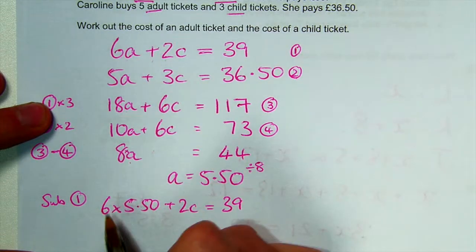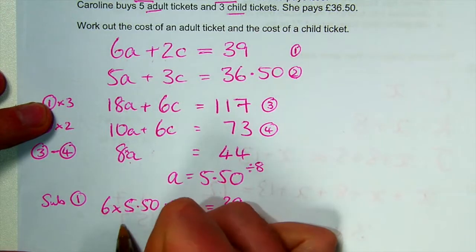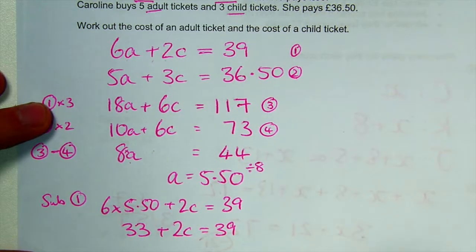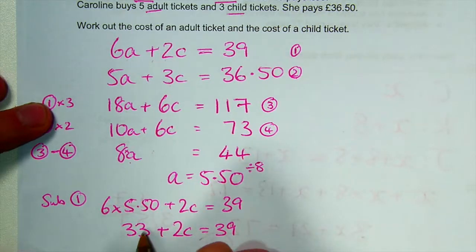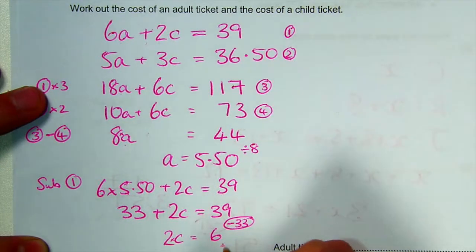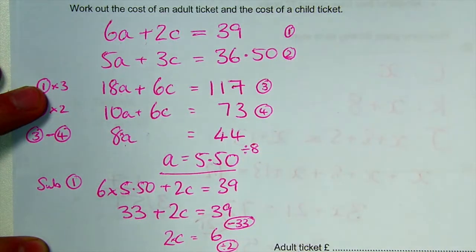So 6 times £5.50, 6 times 5 is £30, and 6 50p's is £3. So I've got £33 plus the 2 children's tickets had to be £39. Again, another equation that we can solve by doing our inverse operations. Plus 33 goes over to be minus 33. So 2C is 6, 39 take away 33, and a times by 2 goes over to be divide by 2. And 6 divided by 2 is 3. So our adult ticket is £5.50, our child ticket is £3.